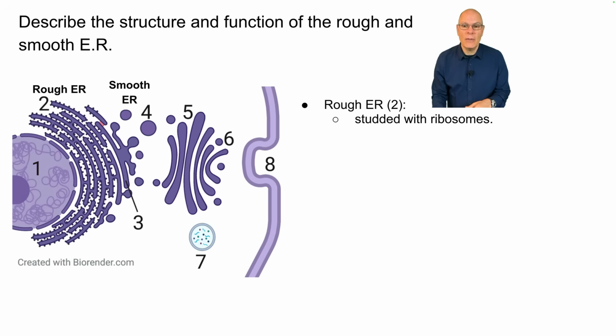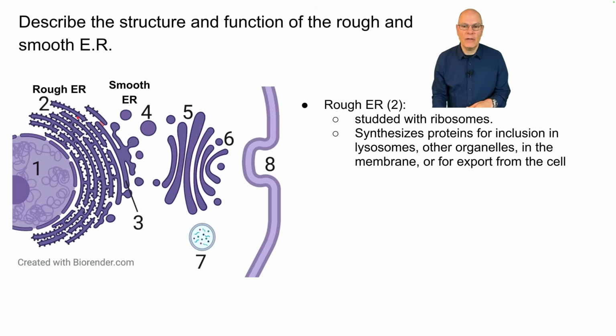Well, the rough ER is studded with ribosomes. That's what all these little dots are over here. And using those ribosomes, the rough ER synthesizes proteins for inclusion in lysosomes, in other organelles, in the membrane, or for export from the cell.